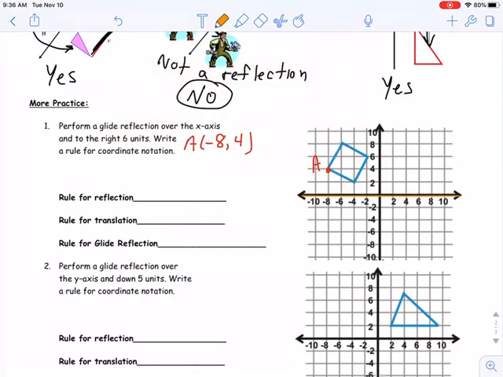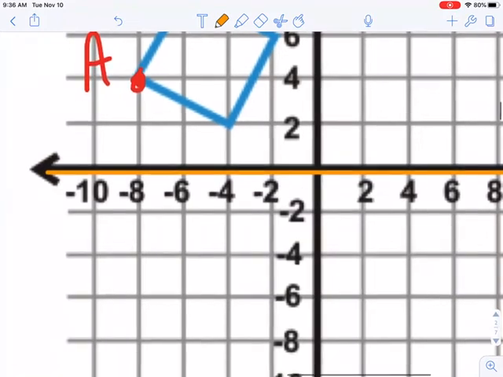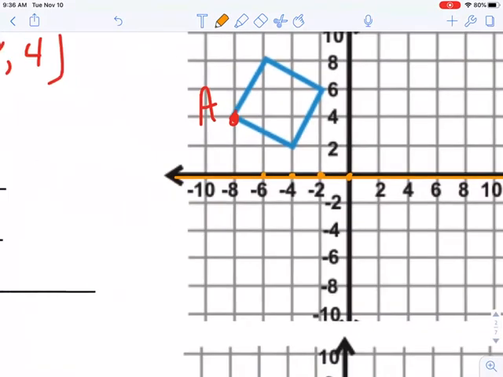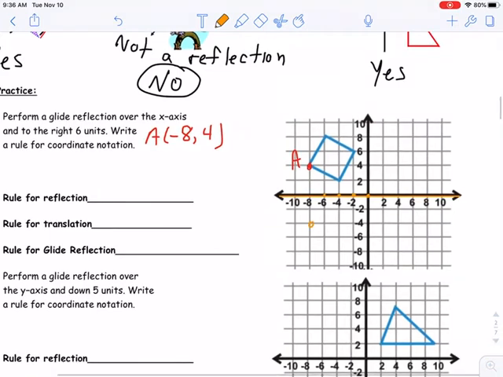When we do this, also notice how this graph is counting by 2s, like 0, 2, 4. Well, those are negative numbers, but nonetheless, just something to keep in your mind. So that A prime is going to be there. All right, so I've gone ahead and reflected over the x-axis. Now A prime, for fun, is at -8, -4.